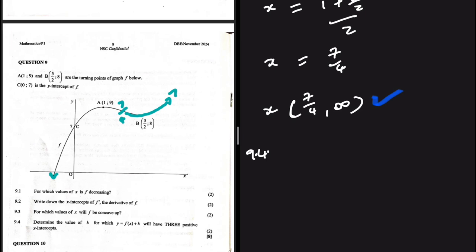And then 9.4, the question that we've done countless times. Maybe let me not say countless times, maybe 5, 6, 7 times, something like that. But then why am I bringing that up? Let me show you why I'm bringing that up.